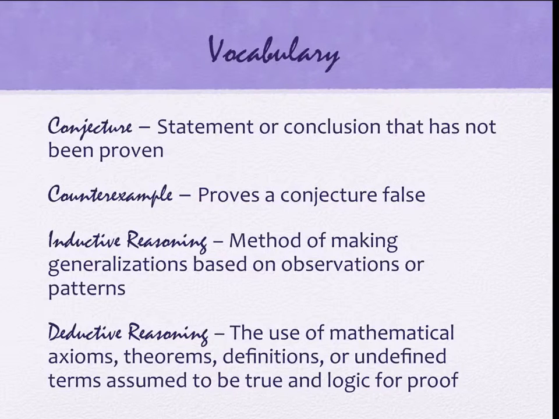We need some vocabulary first so that when you see it in questions, you know what they're asking you for. So the first one is conjecture. A conjecture is simply a statement or a conclusion that has not been proven. So in science, you sometimes will call this a hypothesis, right? It's what you think is going to happen. A counterexample is something that shows the conjecture is false. It's an example counter to what we thought was going to happen.